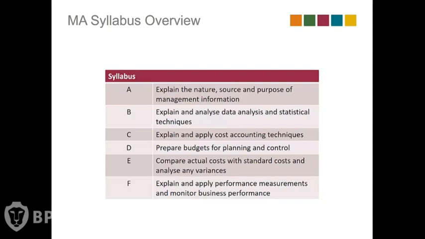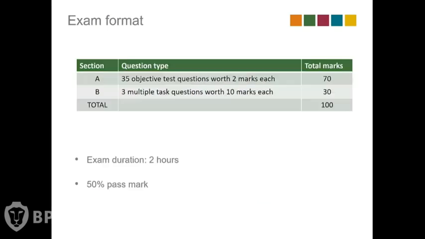Okay, now that we're familiar with the syllabus for management accounting, let's move on and look at the format of the exam. There are 2 sections to your management accounting exam. Section A comprises 35 objective testing questions worth 2 marks each. And Section A can come from any of the 6 syllabus areas that we've just discussed.